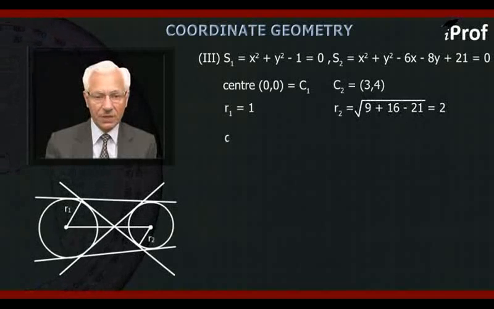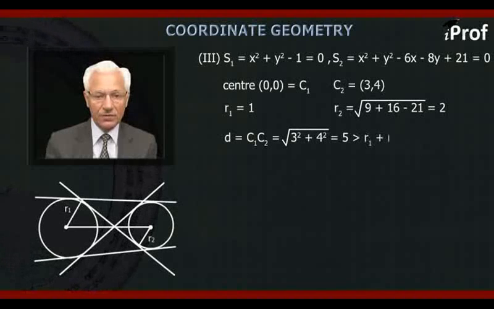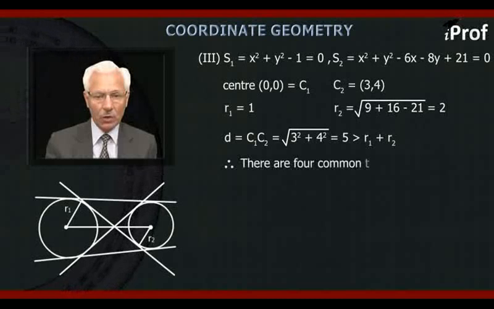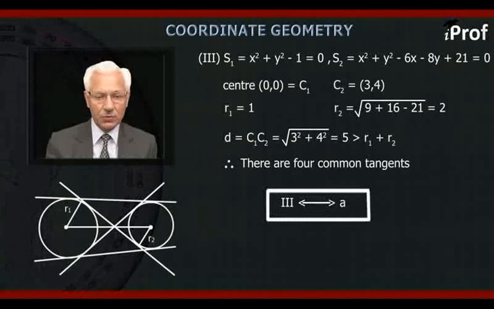Now clearly D is equal to C1, C2, that is the distance between their centers, which is equal to square root of 3 square plus 4 square is equal to 5. Clearly, which is greater than R1 plus R2, because R1 is 1 and R2 is 2. 5 is greater than 3. Therefore, there are 4 common tangents. 2 direct common tangents and 2 transverse common tangents. Therefore, third question is matched to A, answer A.